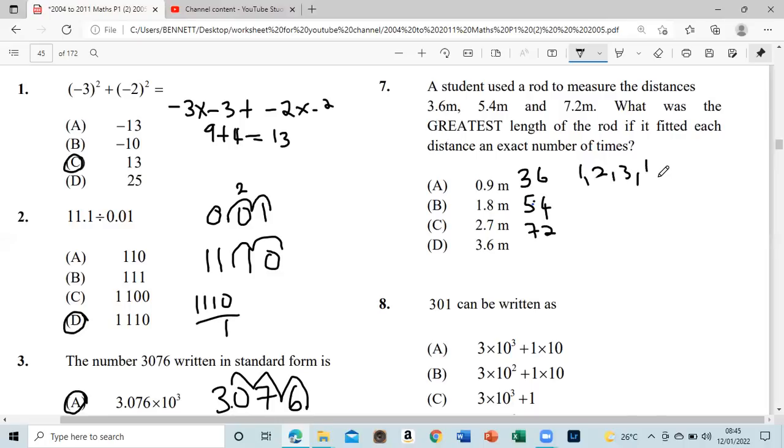1, 2, 3, 4. Hope it can work. 6, 9. 18 and 36. All right, so for 54, 1, 2, 3, 6, 9, 54.